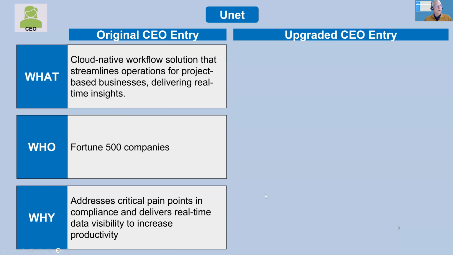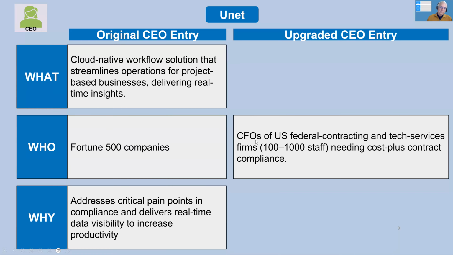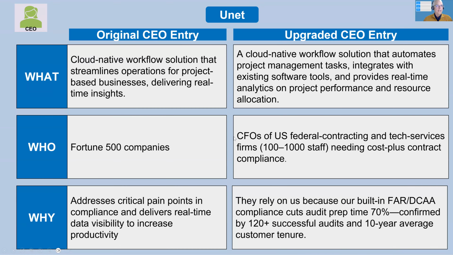Okay, so we've done this now. So here's the original entry. So we take the Fortune 500 companies and replace it with, for example in this case, a slightly modified version of what the IVOA told us to do. And then we'll do the same thing for the what and the why. You can see a much richer what, who, why for the CEO.